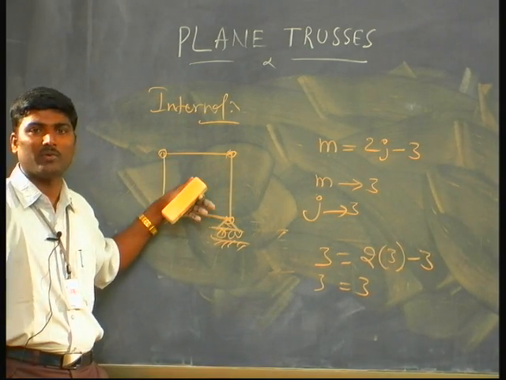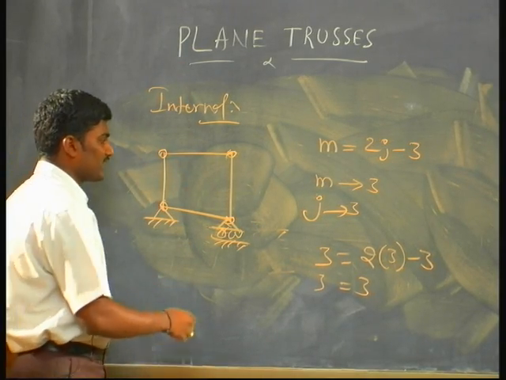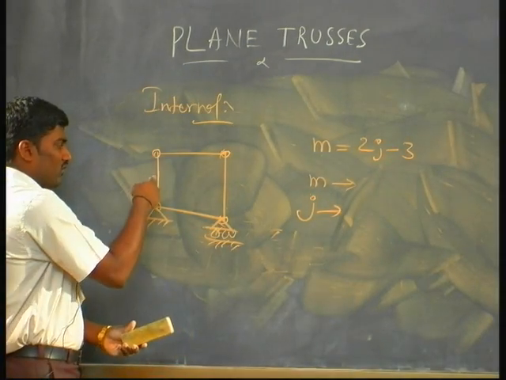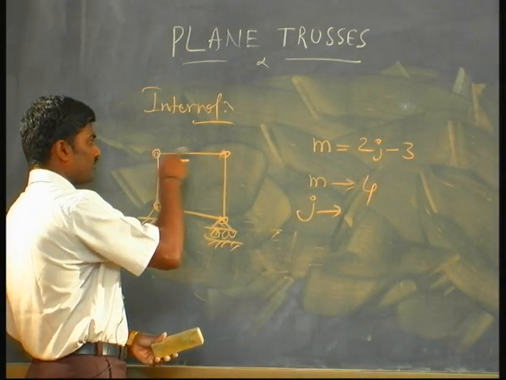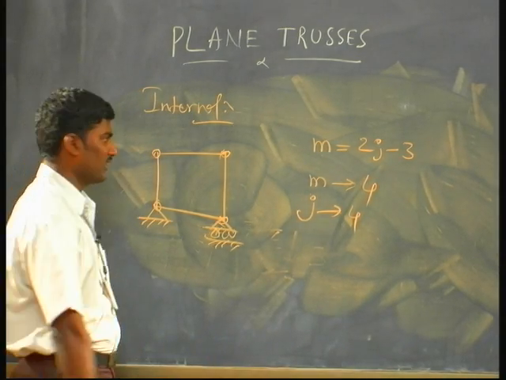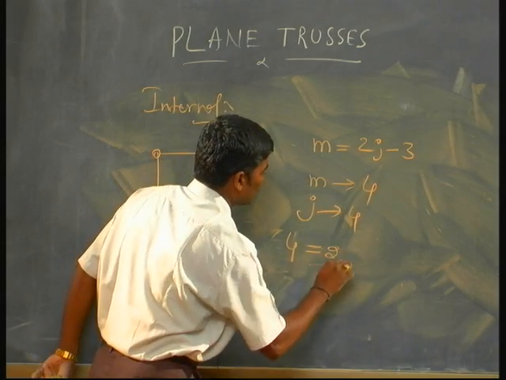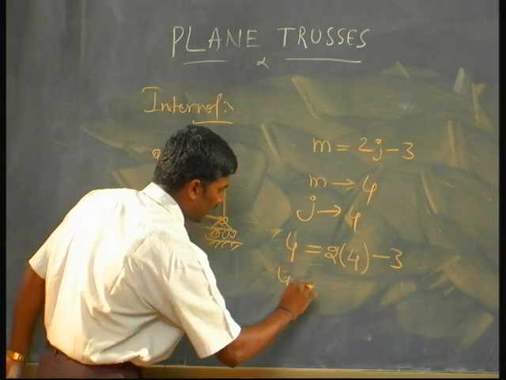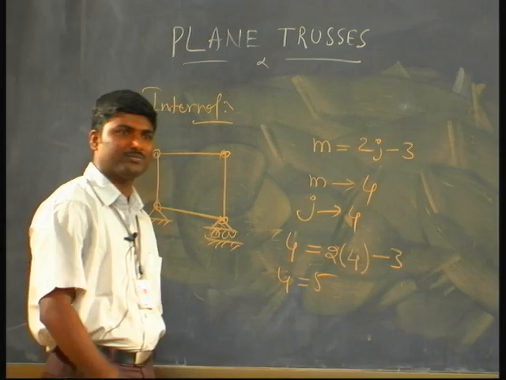All the members will be in a plane, that is why we call it a plane truss. So, this plane truss has 1, 2, 3, 4 members, and my joints are 1, 2, 3, 4. Joints are 4, members are 4. Now we check this condition. Members 4 is equal to 2 times joints 4 minus 3. So, this is 8 minus 3, 5.